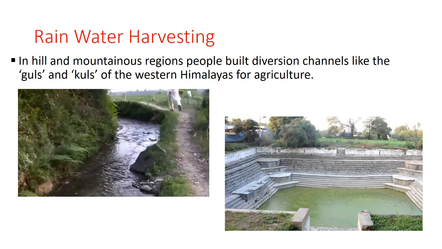Next is rainwater harvesting. Now in hill and mountainous regions, people built diversion channels like the Guls and Kuls of the western Himalayas for agriculture. Okay, now in mountainous regions, to store the water, they make such type of diversion, right? So you can see the small picture, right? On the left side, that is the Guls, and on the right side, that is the Kuls one. Which one? Kuls, that is a bigger one.